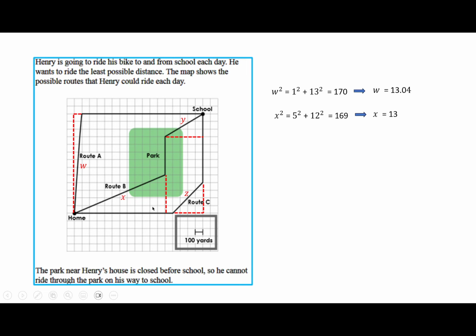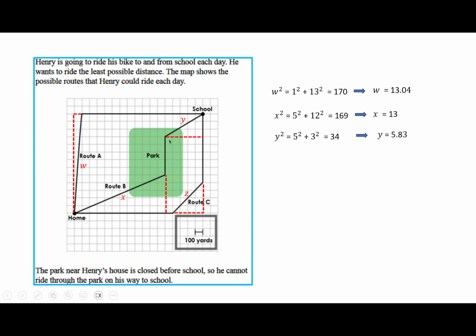Now we are going to find X. X squared is this distance here. This is 5. 1, 2, 3, 4, 5. And this one here is 12. You can count them, 12. So you get 169. You square root it, you get 13.